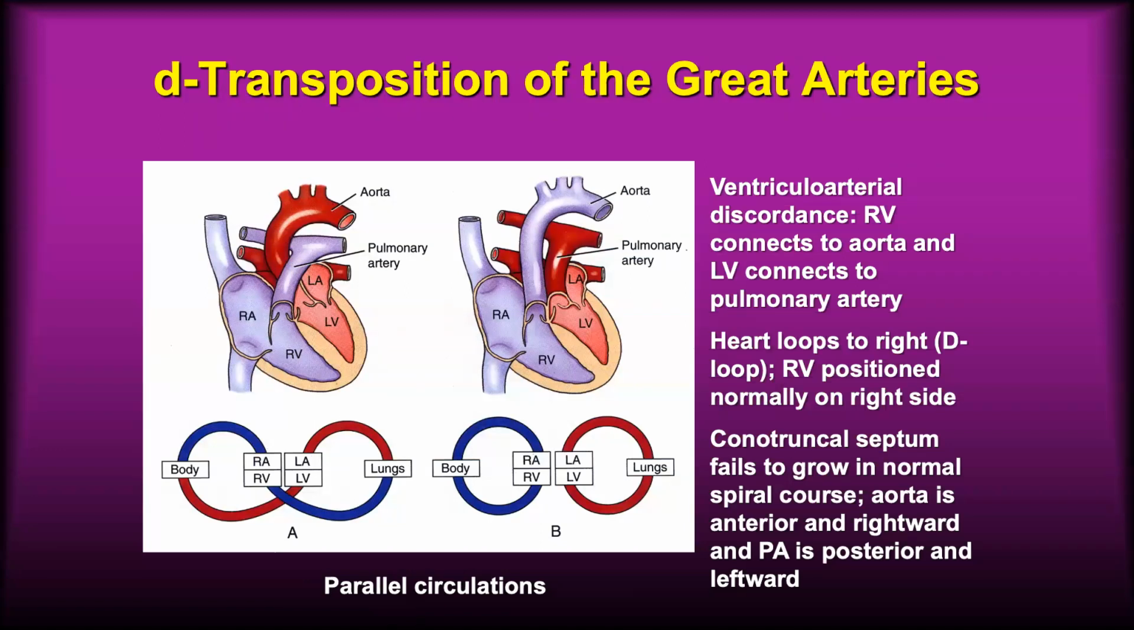All right. So I'm only showing you D-transposition of the great arteries because we're then going to talk about L-transposition of the great arteries. You're going to see L-transposition in adults. You're not going to see D-transposition in adults, only in kids. But you're going to have to learn this later on for pediatric echo, so it doesn't hurt to get an introduction to it now because, as I mentioned, it's complicated.